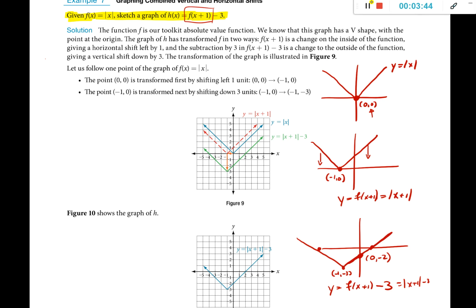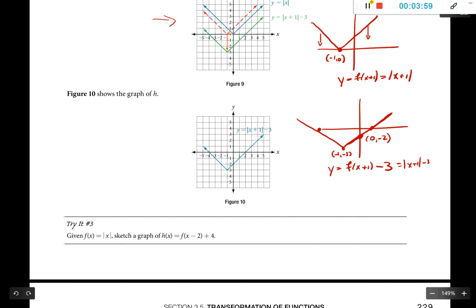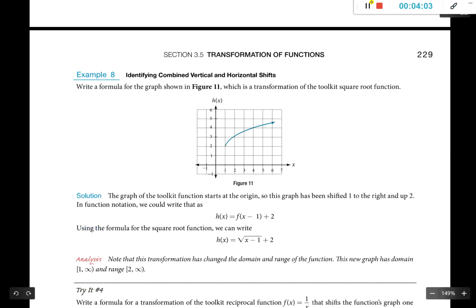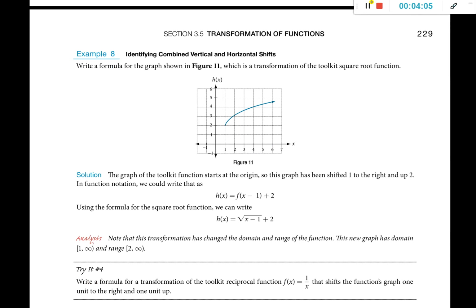So as you can see here on this graph, they've done what I've done here in 3 steps, but all in the same graph. So they've shifted by 1 to the left and then shifted by 3 down. So we're going to do another one. So here we're given the square root function and we want to sketch the graph of root of x minus 1 plus 2.